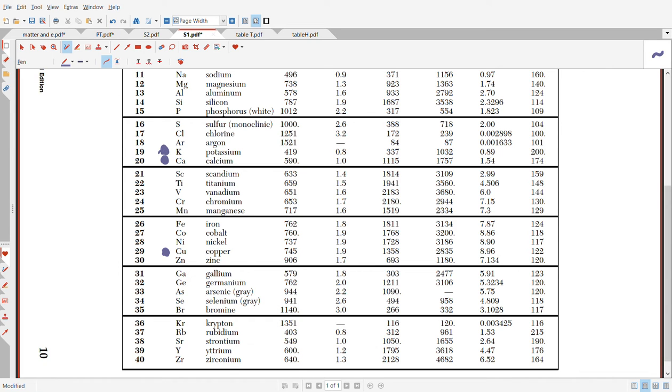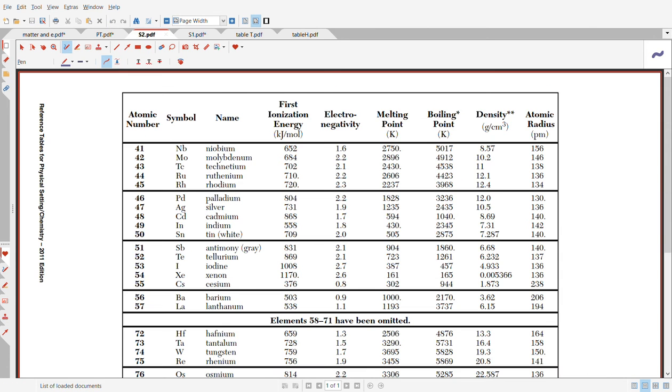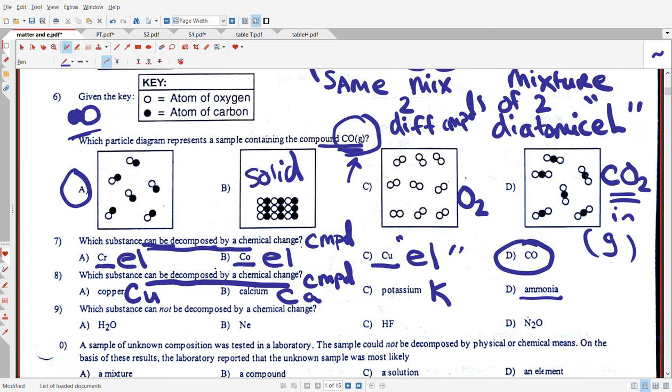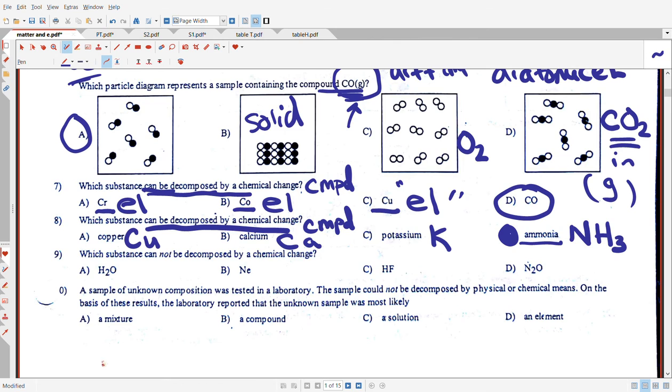And if you go through both lists, because there's 2 pages of this, you will not find ammonia on the list. So that's what you do at this stage. You will learn ammonia is NH3. If you want to start memorizing it now, because it's a very common compound, 2 or more different elements chemically combined. Okay, next one. Who cannot be decomposed?